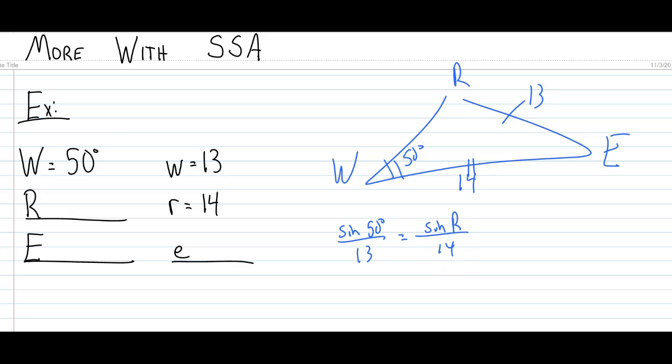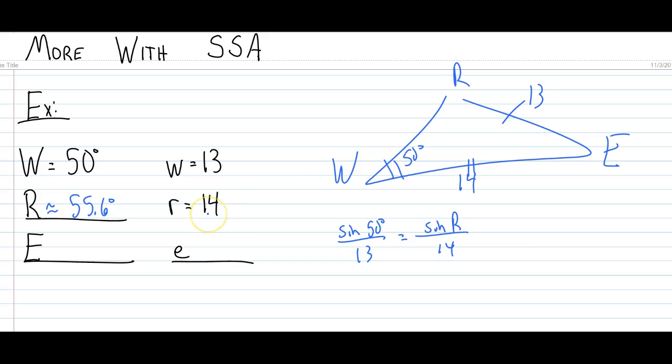So cross multiply, take 14 times the sine of 50, divide that by 13, and you get that the sine of r is about 0.825. Since we want to find r, you're going to take the sine inverse of that decimal, and you get that r is approximately 55.6 degrees. Store that value because we might come back to it later, so I'll store it as r in my calculator.